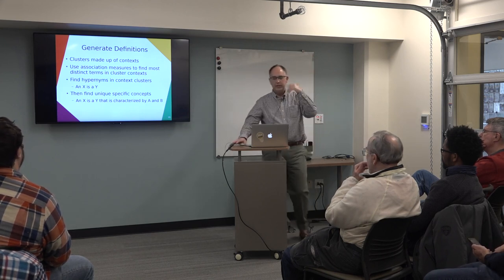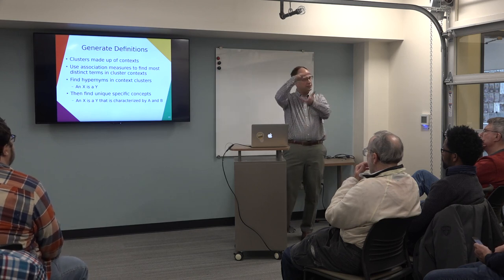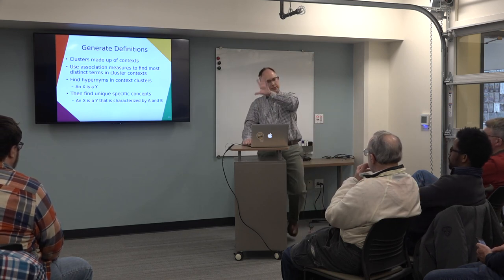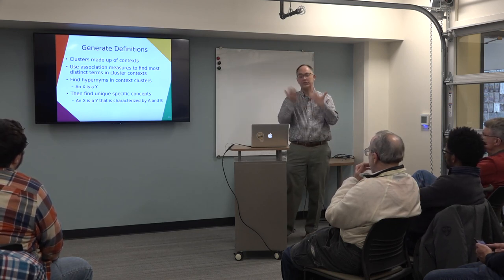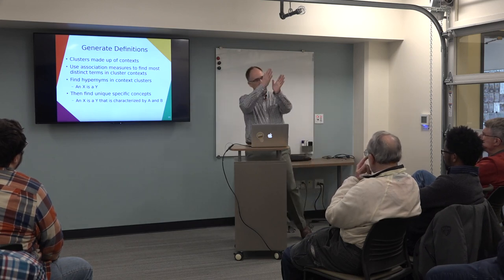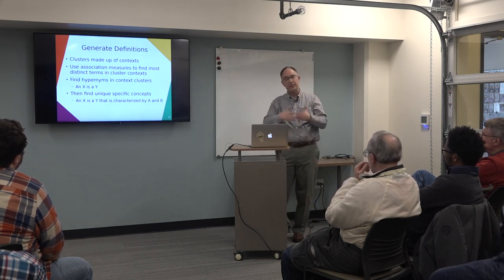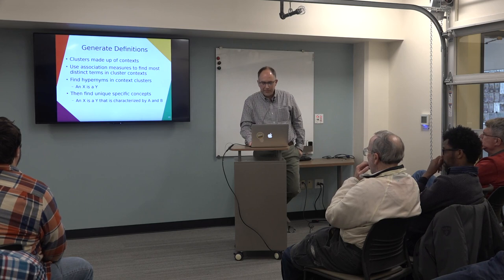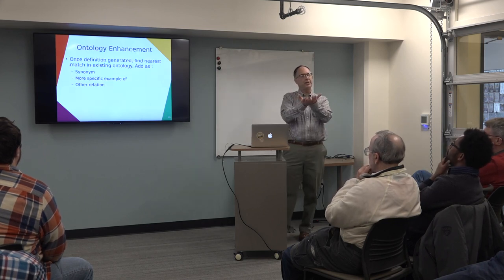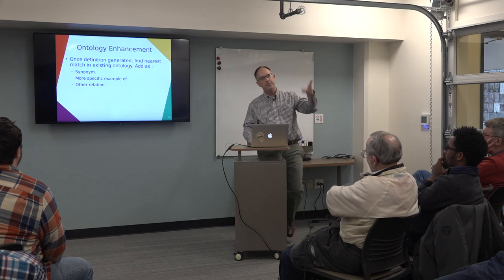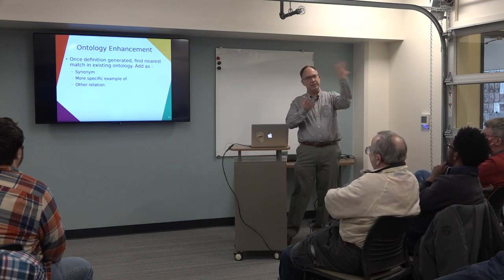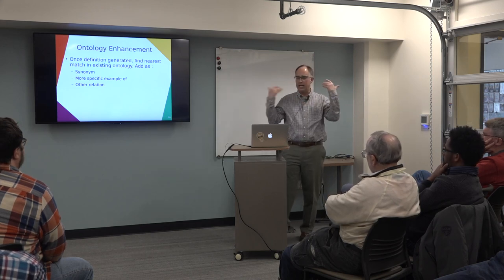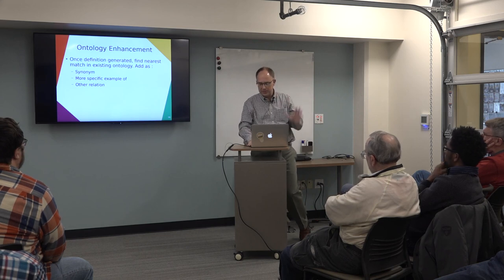You can think about using simple association measures to find distinct terms in the clusters. Or you can also think about looking for hypernym relationships in those clusters. And then if you find one of those, building off of that a kind of definition that describes both the parent and the differentia, based on the content of that cluster or other content that we may leverage. Once we have generated a definition, then maybe we can use some of these definition-based ontology enhancement ideas to add to an existing ontology, and maybe add those new senses as synonyms or more specific examples of some other relation and so forth.